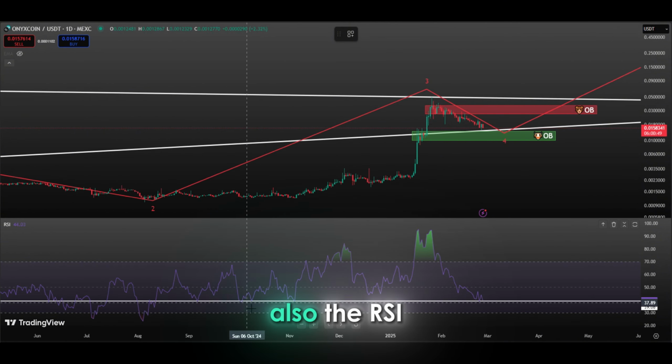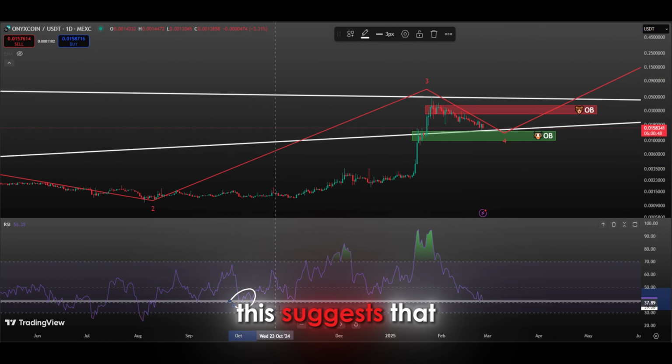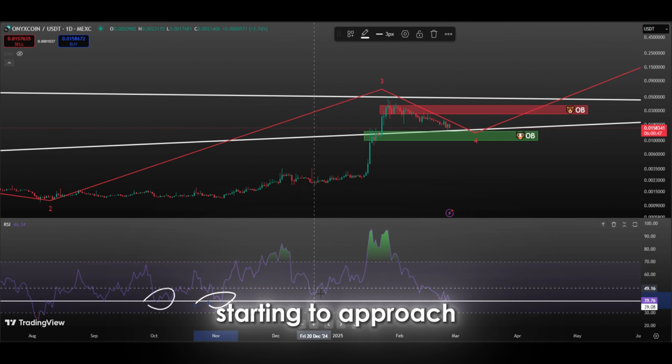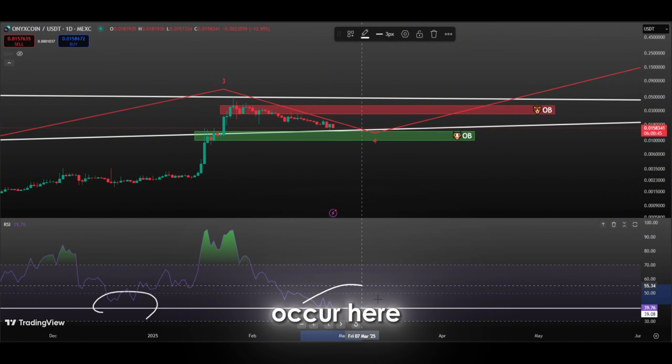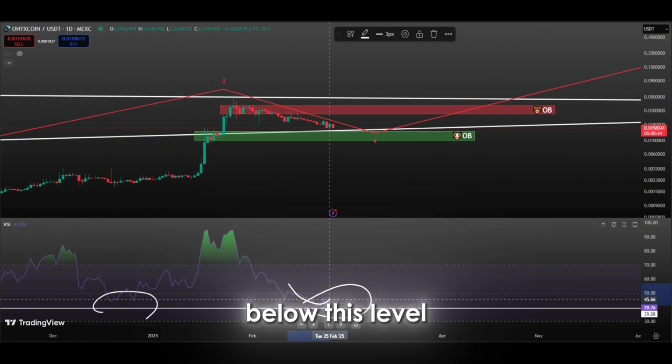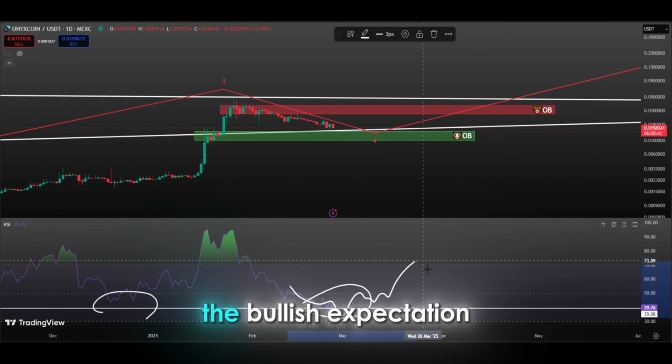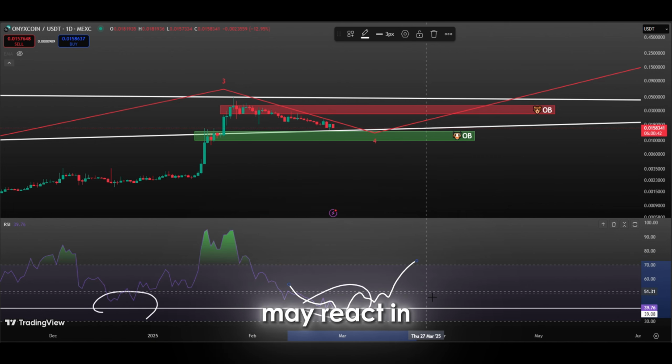Also, the RSI is currently just above the support. This suggests that the price is starting to approach the support zone again, and a rebound or a change in direction could occur here. In case the RSI doesn't break below this level, the bullish expectation may be strengthened, as the price may react in this area before the support level is broken. If the RSI gets an upward reaction from here, the price will also get an upward reaction.